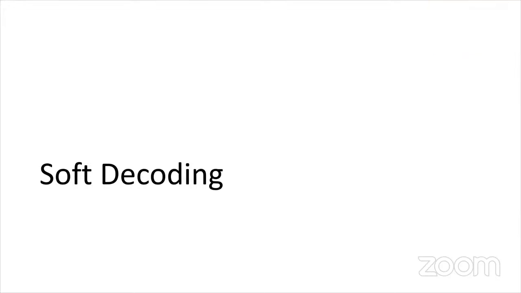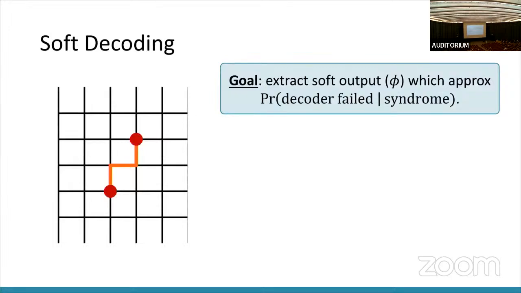Okay, so these are just two decoders that return either a yes or a no result. This is a logical failure, this is not a logical failure. But we actually also want to output maybe how sure the decoder is that it failed. So for example, I'm 80% sure that I've produced a logical failure or not. In order to do that, we want to extract some soft output, which we will call phi, which approximates the probability that the decoder failed.